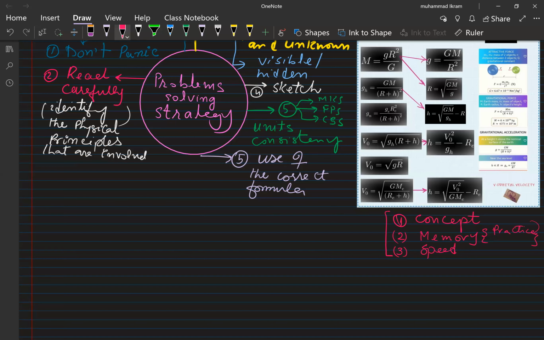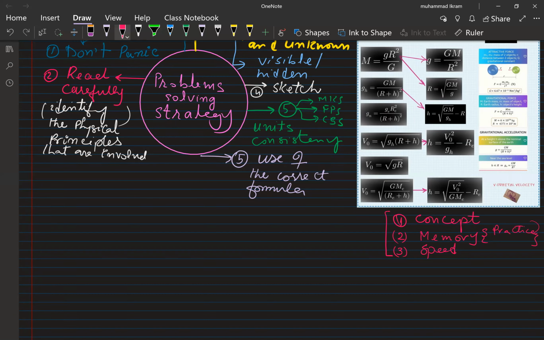Sometimes all these three equations are used in solving a numerical, but the fourth equation of motion is very easy and an all-time favorite to solve the problems very quickly. So that is the most important thing which you should keep in your mind: the use of the correct formula.